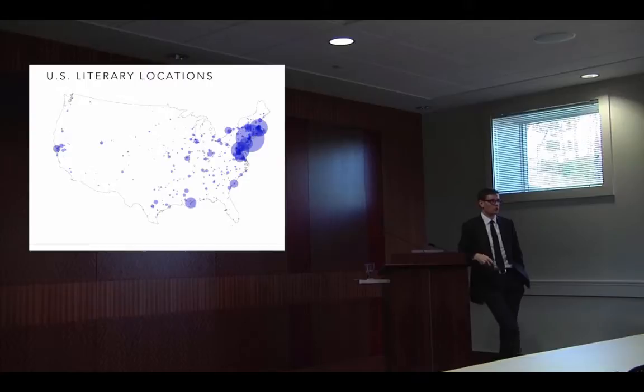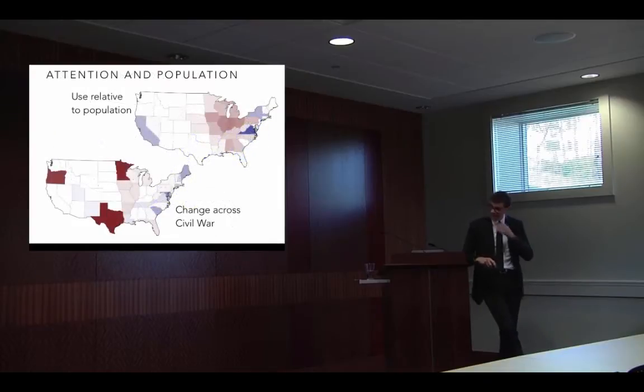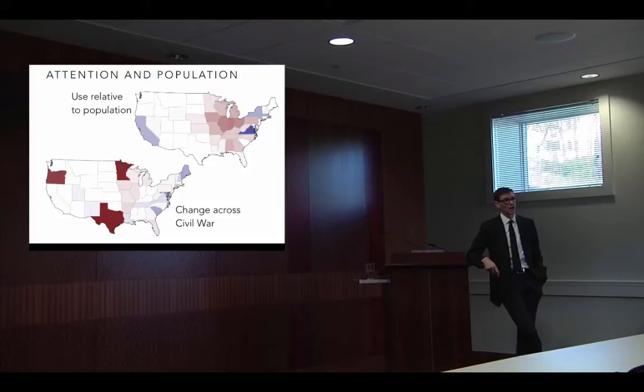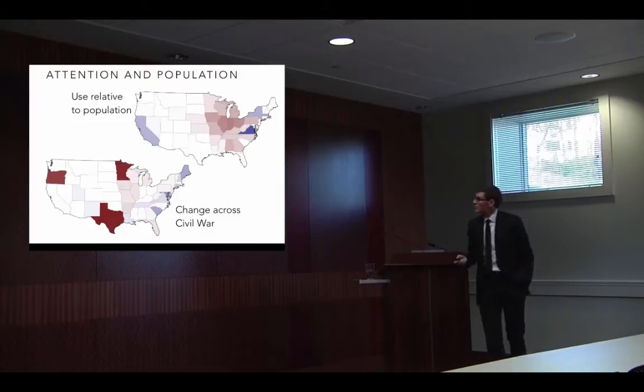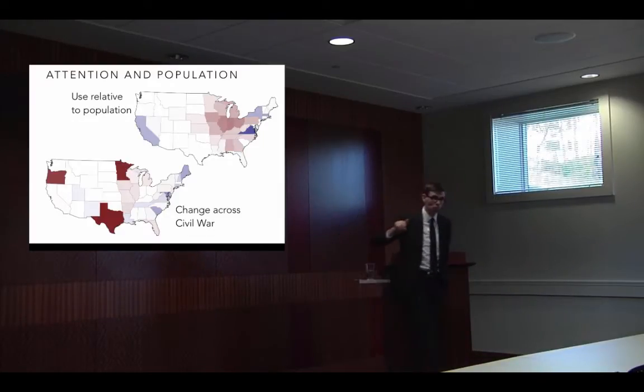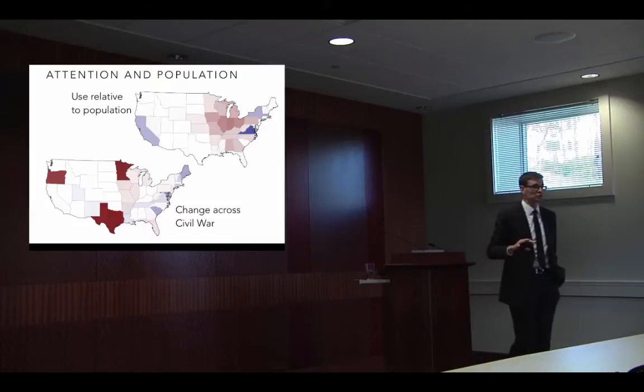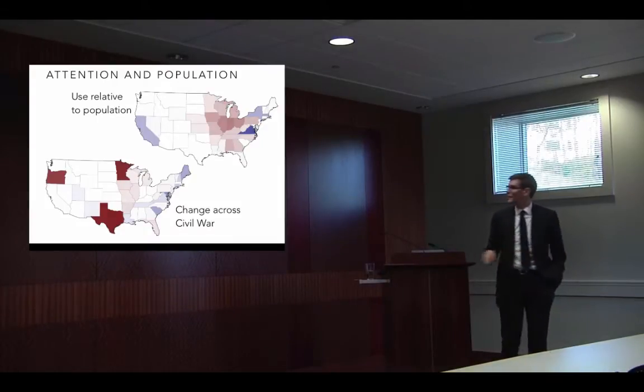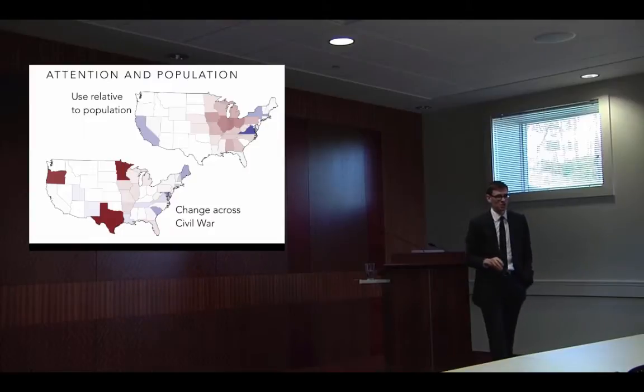It's not as though the number of people who live somewhere is the only thing driving literary attention toward a place. And in fact, a bit of this analysis involved comparing population to literary attention. So here in the top figure, blue indicates overuse relative to population share. Red is underuse relative to population share.